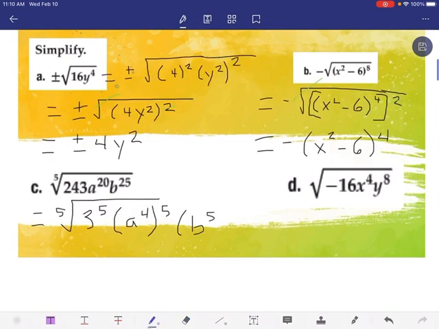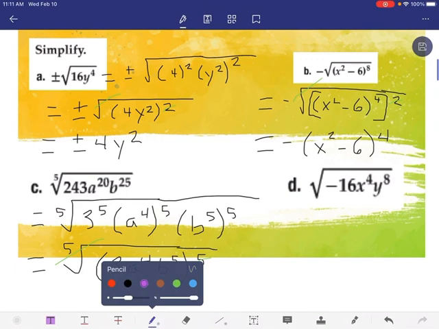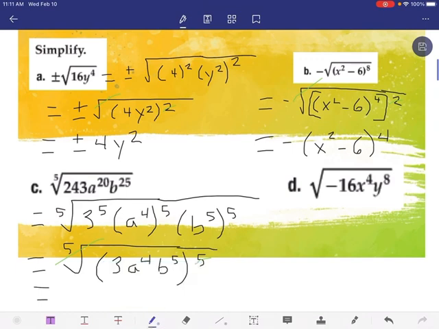Now, on my second one, we have b to the 25th, which would be 5 times 5. Well, since they're the same thing, it doesn't matter which one we write. And then now, because all of my exponents are the same, we can rewrite this as 1 parentheses to the exponent of 5. And now, because the index of my radical and my exponent are the same, they will reduce with one another. So we know that we're left with 3a to the 4th, b to the 5th.